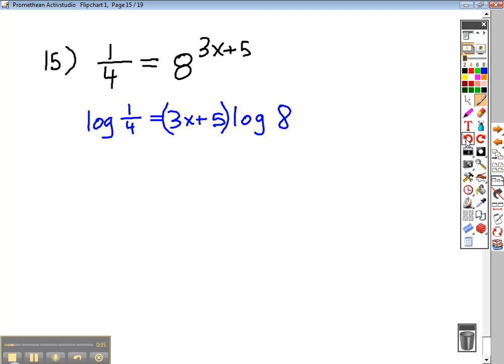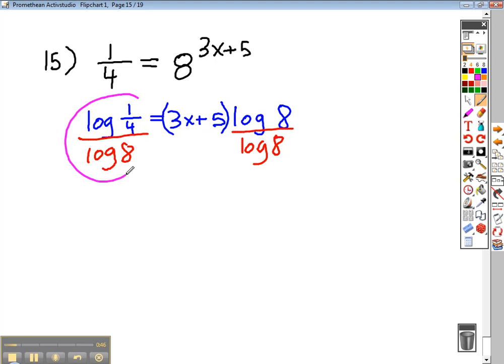Or before that, you can actually divide both sides by log of 8 if you feel more comfortable that way. So I'll divide this side by log of 8. I'll divide this side by log of 8. Very important that the logs do not cancel. Okay, so I'm going to plug this in the calculator. Okay, it comes out to be negative 2/3.